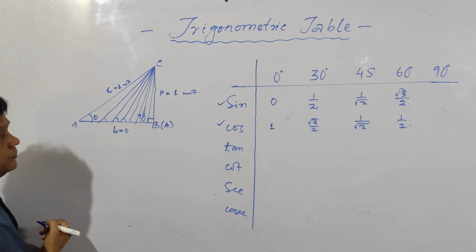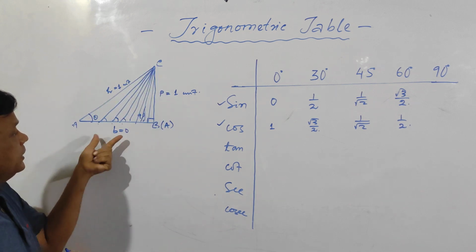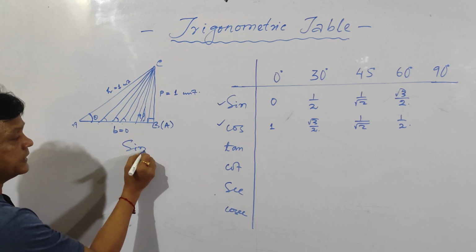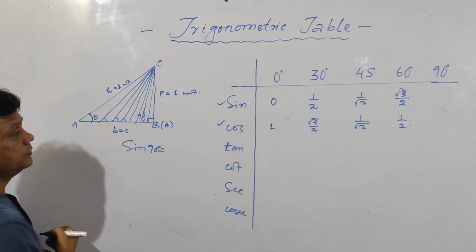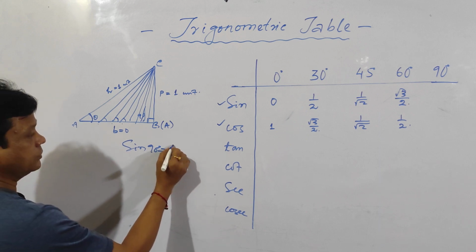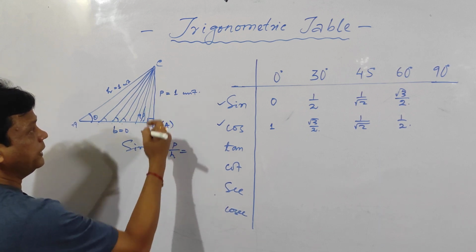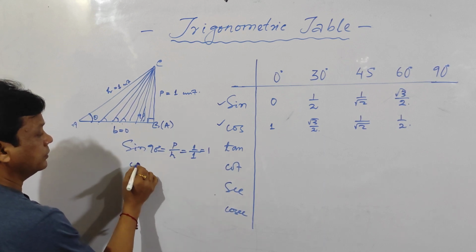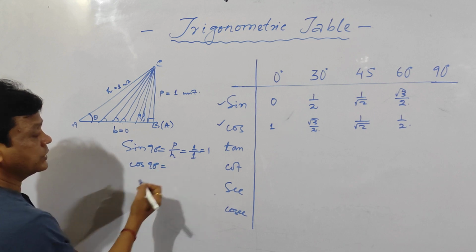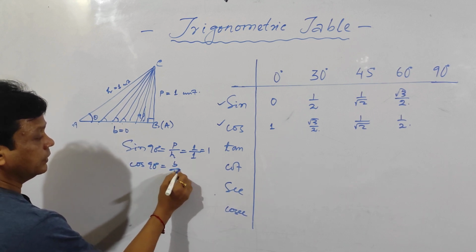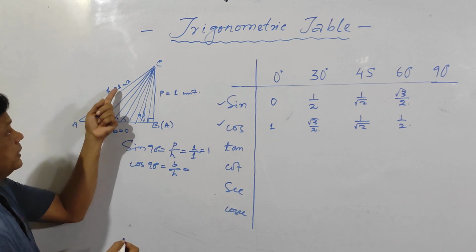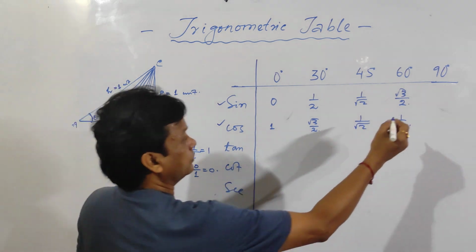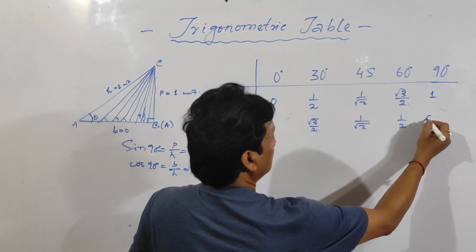Clear? And now, because this side is equal to this side and this becomes 0, theta becomes 90 degree. So sin 90, what is the formula? It is equal to P by H. What is P? 1. 1 by 1 is equal to 1. And what is cos 90 degree? Cos 90 is B by H. And what is B? B is equal to 0. H is 1. So 0 by 1 is equal to 0. So sin 90 is 1 and cos 90 is 0.